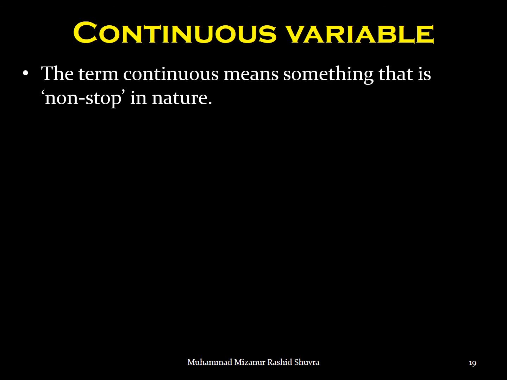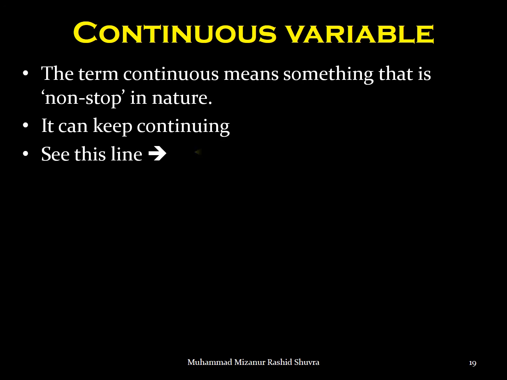Examples of continuous variables: the term continuous, non-stop in nature, right? It can keep continuing, from one point to another, one point to another, and then you don't know how many points it's really crossing, or how many points it's beginning and ending with. So just see this line here, and then this yellow line here. Okay, I don't know how to move it back though. Anyway, if you've seen this line go from here to here all the way, right? That is how it was formed.